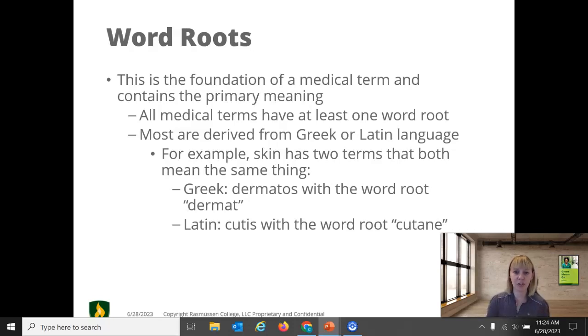So for example, here we've got the term dermatos. Dermatos is Greek, and that means skin. But then we also have the Latin version, which is cutis, or cutane, which again means skin. So whether it is a Greek or a Latin term is why we get multiple terms or multiple word roots for the same meaning.